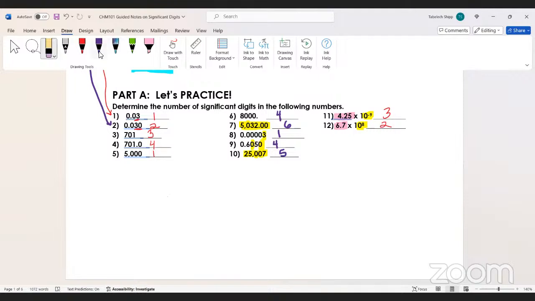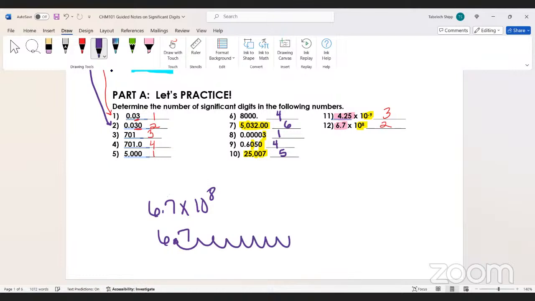So for instance, if you have 6.7 times 10 to the 8th power, that means you're going to move your decimal 8 places to the right. So here we go. 1, 2, 3, 4, 5, 6, 7, 8. Now, some books are going to tell you that if you place your decimal at the very end like this, and you fill in those little lumps with zeros like this, then all those numbers would count.